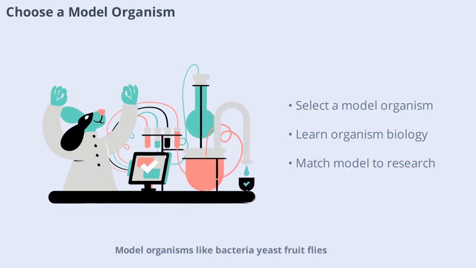Model organisms like bacteria, yeast, fruit flies, or mice are commonly used in genomic editing research. Each organism has unique advantages and is suited to different types of studies. Consider your research question and resources when selecting a model. Learning about the biology of your chosen organism will help you design better experiments.